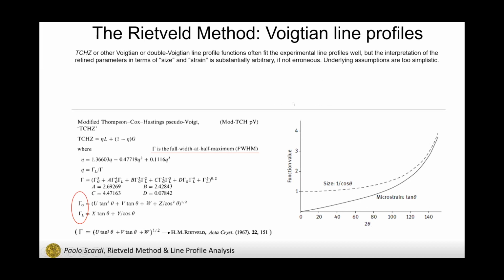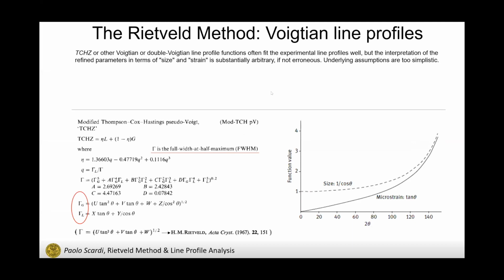these Voigtian or double-Voigtian line profiles often fit the experimental line profile well, but the interpretation of the refined parameters in terms of size and strain is substantially arbitrary, if not erroneous sometimes. The underlying assumptions are too simplistic, and this for quite many reasons.